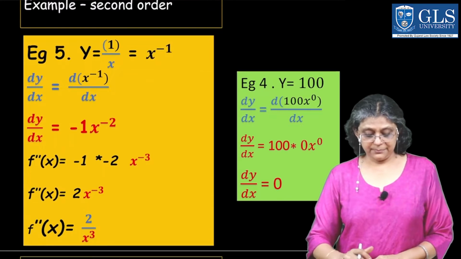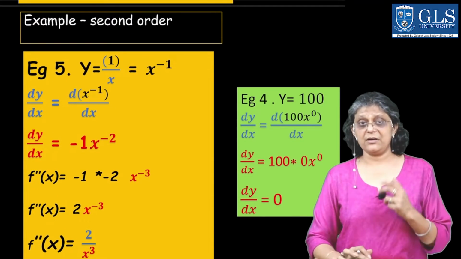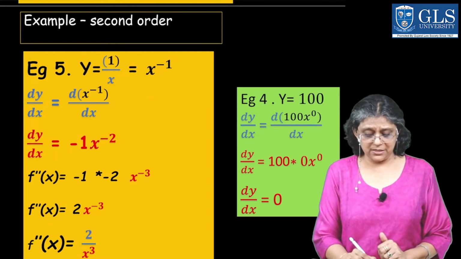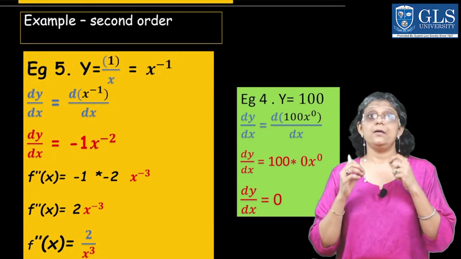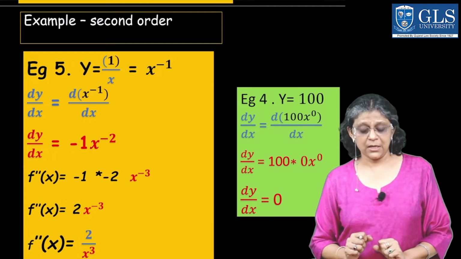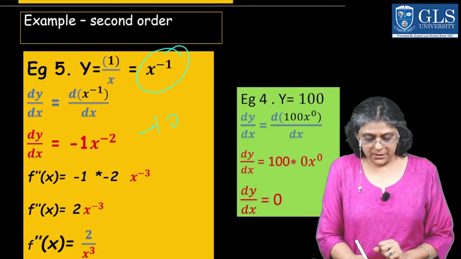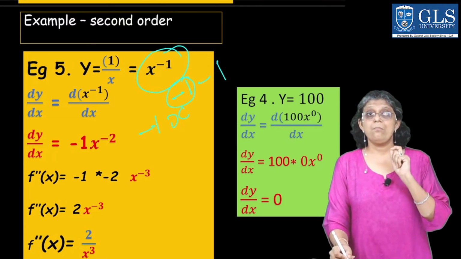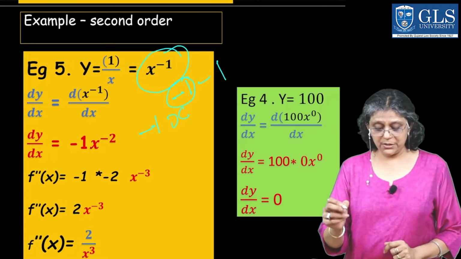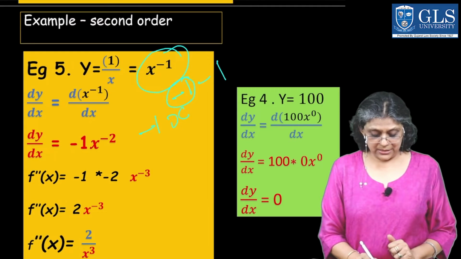Let us try. Y is equal to 1 upon x. I think initially I had explained to you what 1 upon x is. 1 upon x is nothing but when I take that x in the numerator, the power of x will be -1. Clear? So this is my -1. So what will -1 become? -1 into x raised to -1 minus, because my n is -1. So -1 into -1 will give me 2. My answer is this thing.